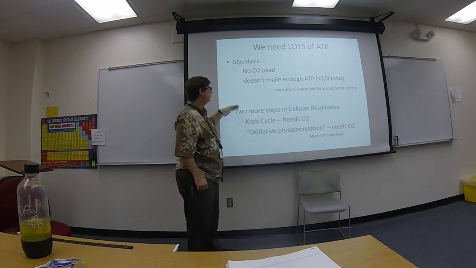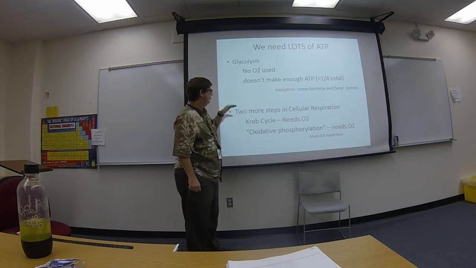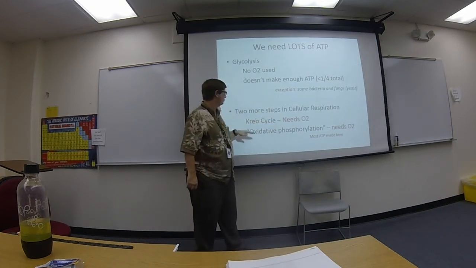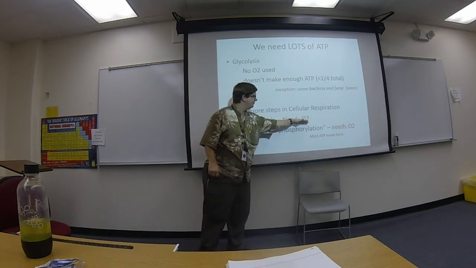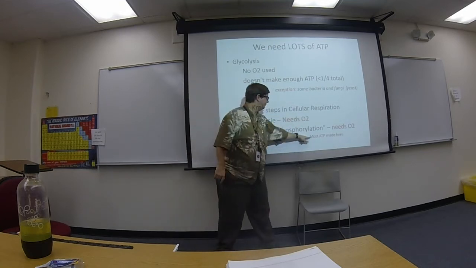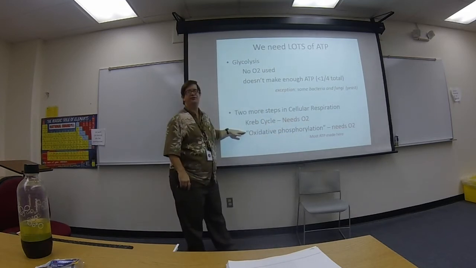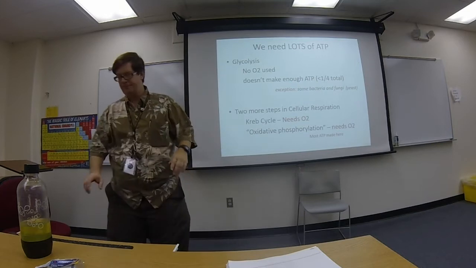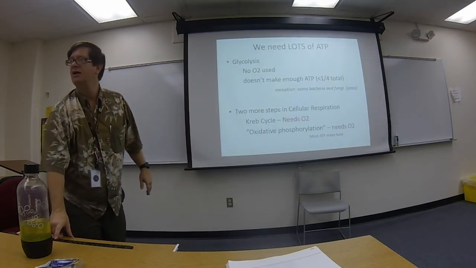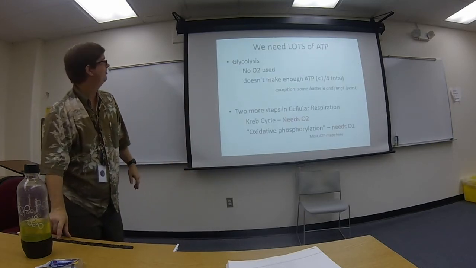What we're going to do, we're going to go through 2 more steps. We're going to do Krebs, and that's going to require oxygen. We're going to do oxidative phosphorylation. It used to be called the electron transport chain, and that's going to require oxygen. Most of the ATP making happens at this last step. That is a test question. You've got to know it. All right. You said it happens at the last step? Yeah, the last step is where we make most of the ATP.